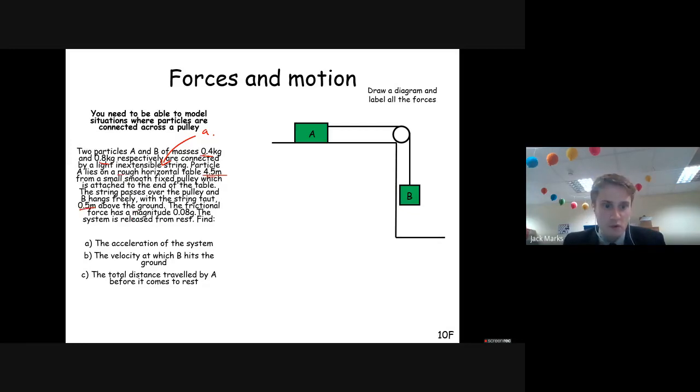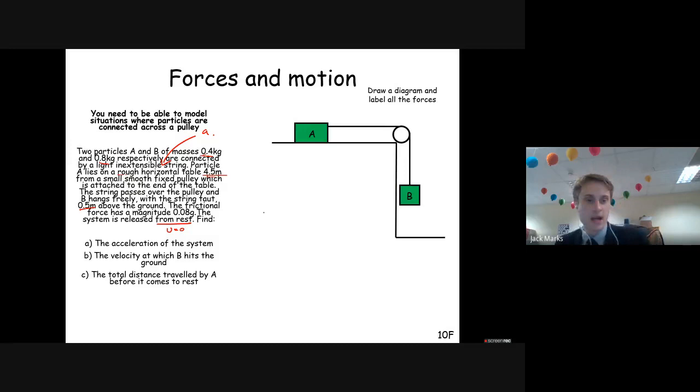The frictional force, this must be the rough table. So there's a frictional force acting on A, holding it back, of 0.08g. The system is released from rest. Well, we know to watch out for that one there. u is equal to 0, maybe.